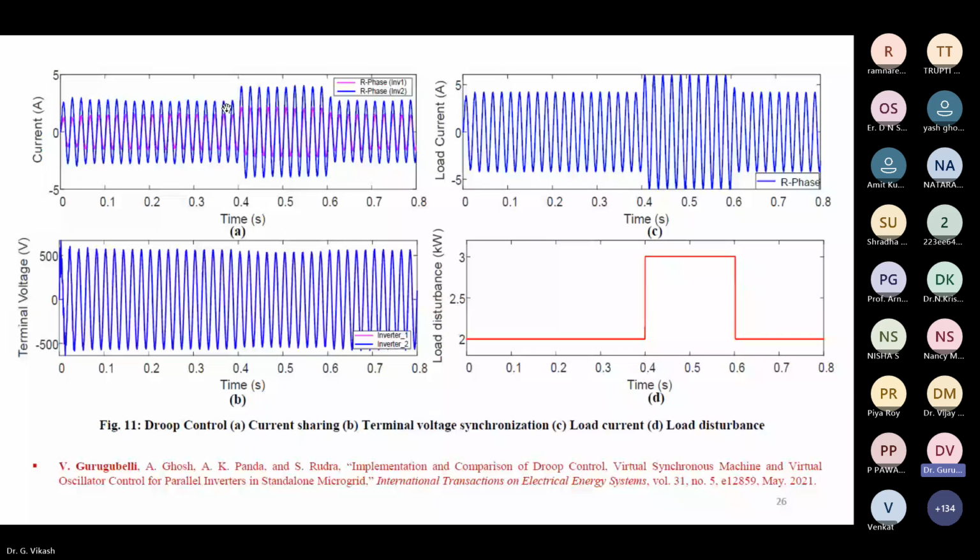We have published this work in the International Transactions on Electrical Energy Systems. Our team published this work in this journal. This is a Wiley journal.